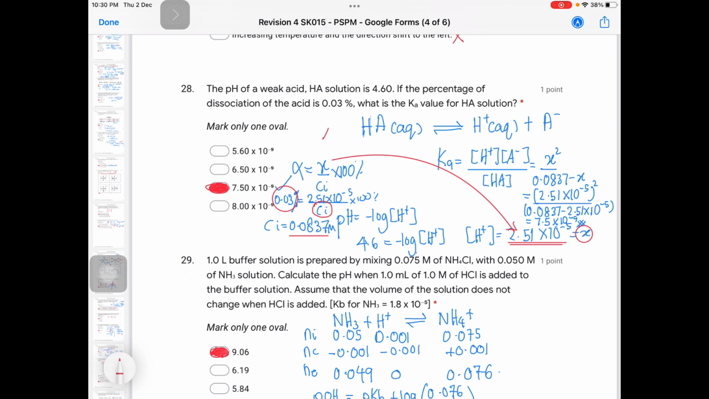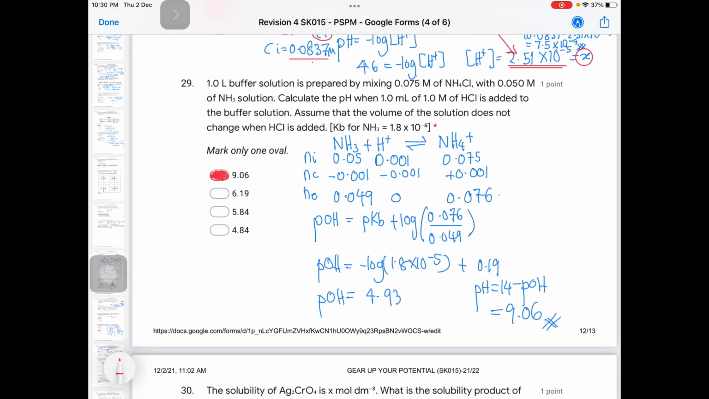Jadi kita ambil 0.083 ni, kita masukkan dekat dalam expression yang di bawah ni. HA 0.0837 tolak X. X tadi 2.51 × 10^-5. Dan solve for Ka, kita dapat Ka sama dengan 7.5 × 10^-9. Okay, jadi jawapan dia adalah option yang ketiga, option C. You can repeat this explanation kalau you tak faham.